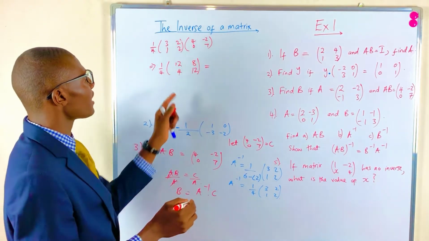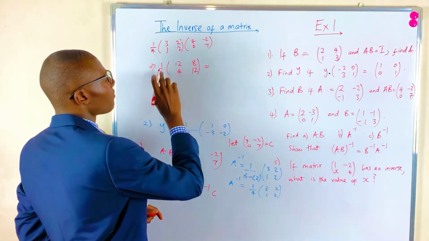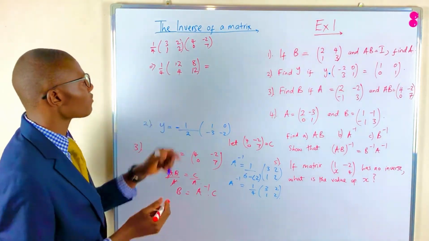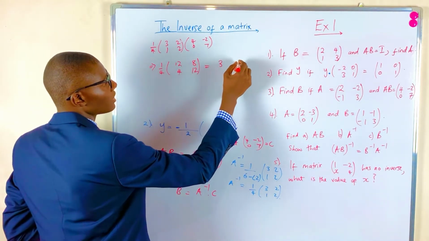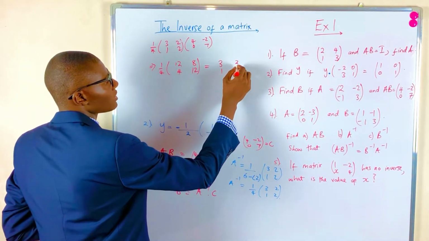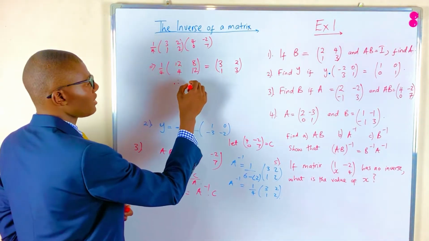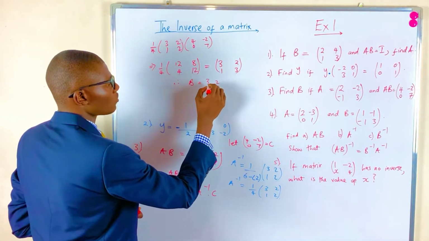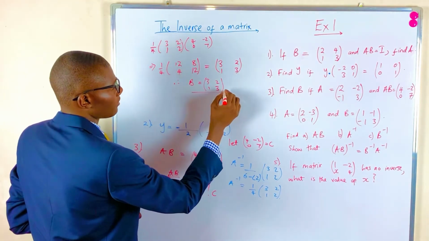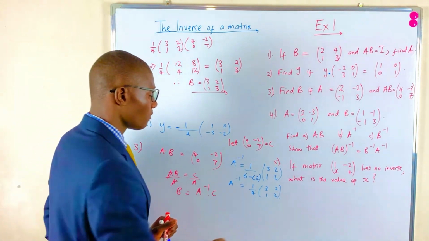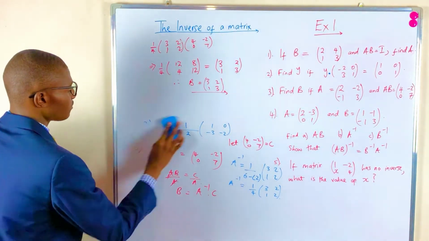Then simplifying with this 4, multiplying each element of the matrix by 1 over 4, we get 3, 2, 1, 3. So therefore, we are saying that B is equal to 3, 2, 1, 3. This is the answer that we get. Then I'm moving on to number 4. So allow me to use this part. Number 4.